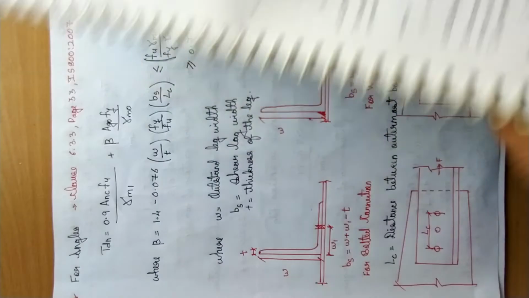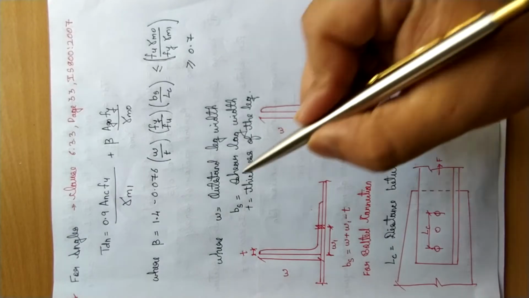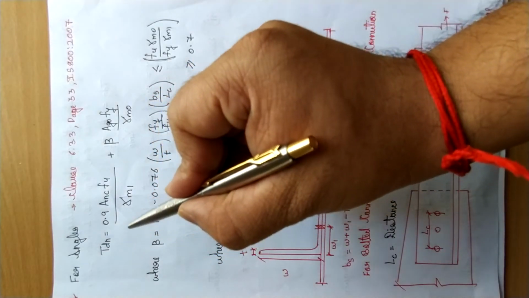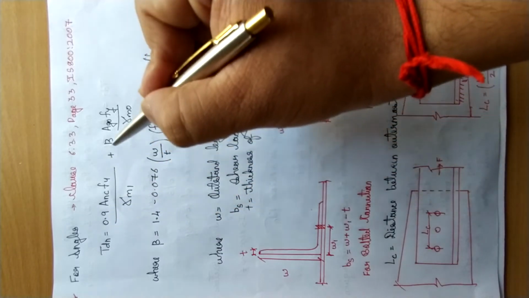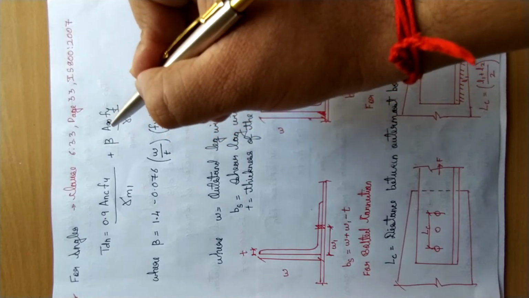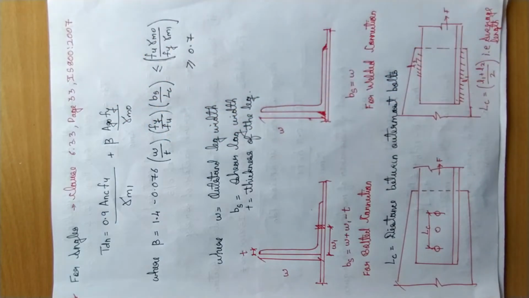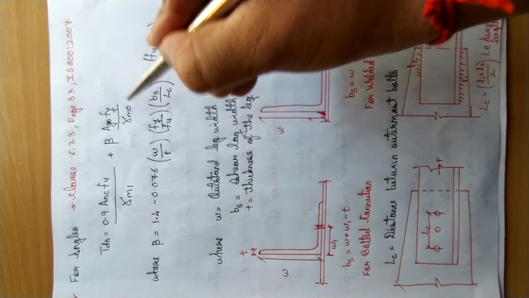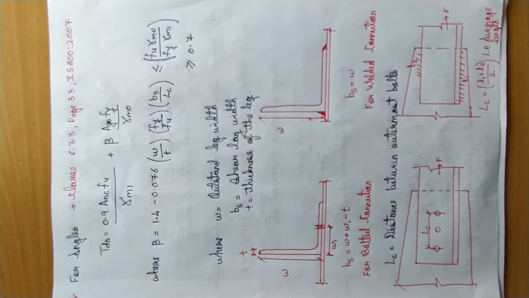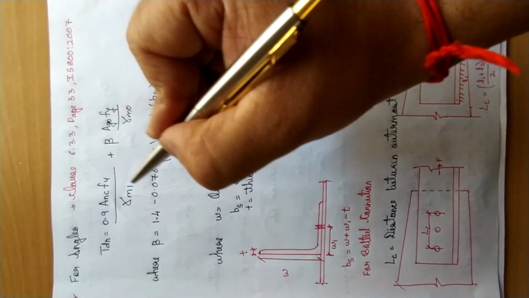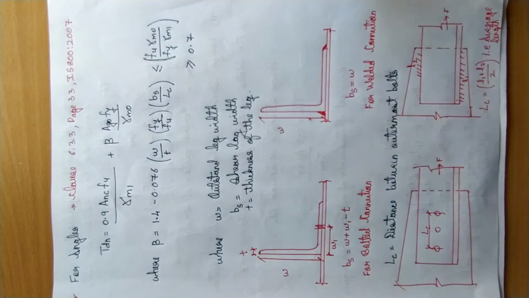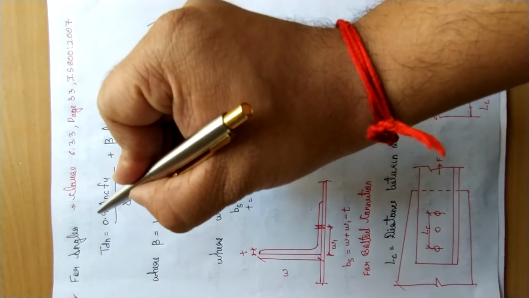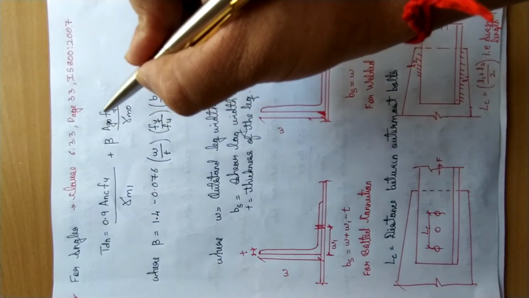So let us see. This only I have written in a proper format, so you can see. This is how the formula goes. Tdn is equal to 0.9 Anc Fu divided by gamma m1, plus beta Ago Fy divided by gamma m0. Gamma m1 and gamma m0 are the partial factors of safety which you can get from Table number 5. Fu is the ultimate stress of the material, Fy is the yield stress of the material. Now the most important is this part, Anc and Ago.